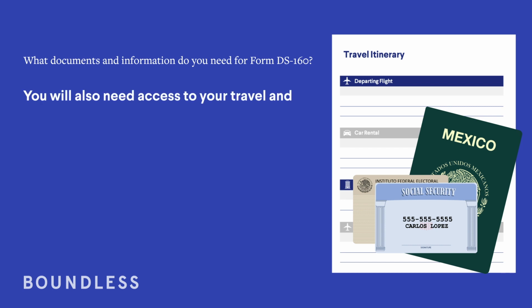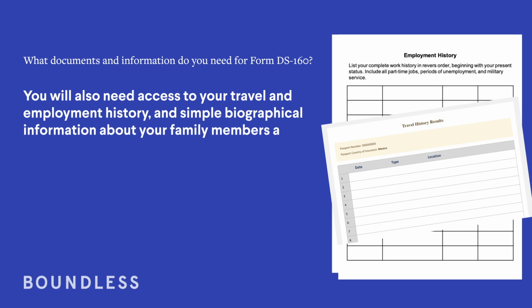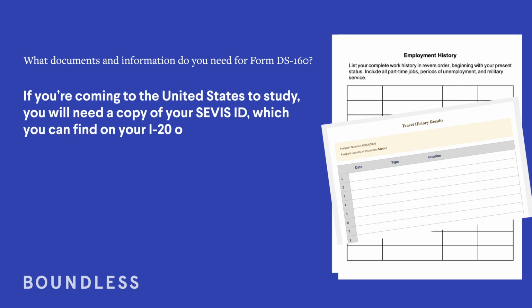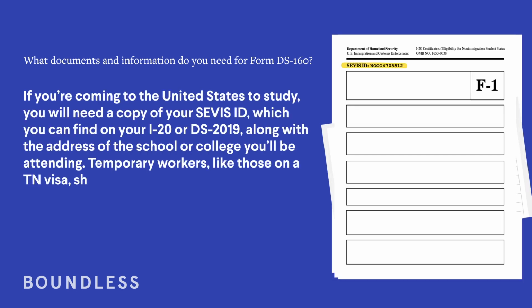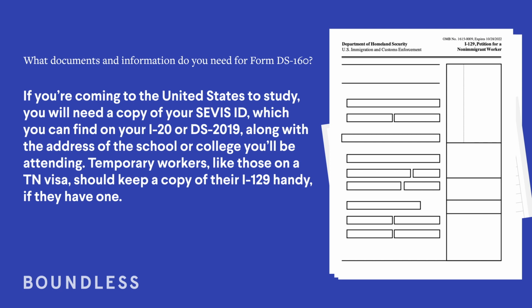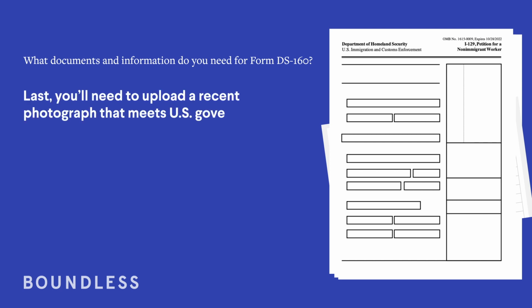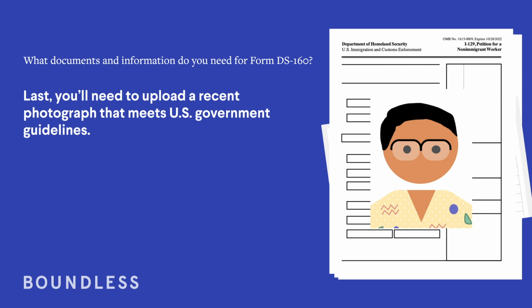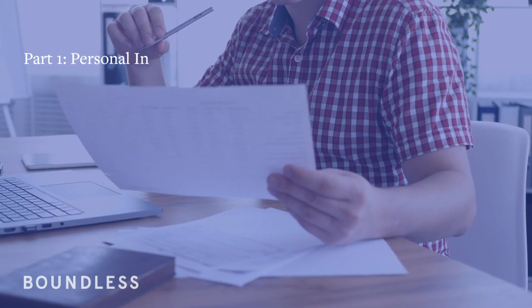You'll also need access to your travel and employment history, and simple biographical information about your family members and travel companions. If you're coming to the United States to study, you will need a copy of your SEVIS ID, which you can find on your I-20 and DS-2019, along with the address of the school or college you'll be attending. Temporary workers, like those on a TN visa, should keep a copy of their I-129 handy if they have one. Last, you'll need to upload a recent photograph that meets U.S. government guidelines.